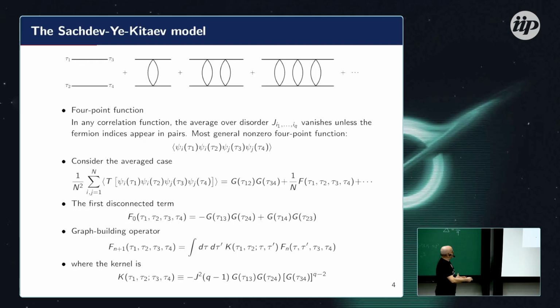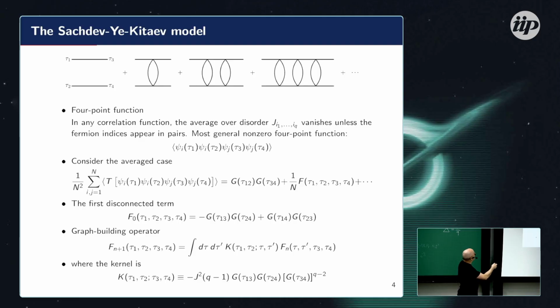Then we can consider the average case as Maldacena and Stanford did, or Kitaev did. So I'm just summing over these I and J indices here and dividing by N squared. So the first disconnected part is this bit here. So that connects these two guys and these two. Okay, and we are going to be interested in the connected part, which is suppressed by large N, the number of fermions.